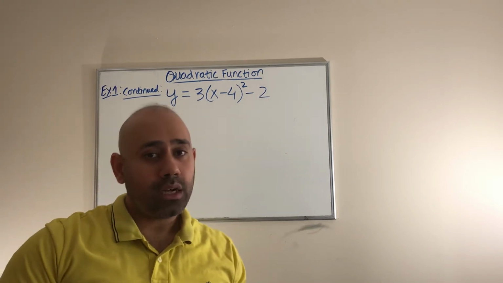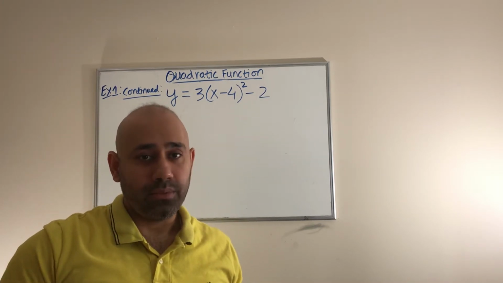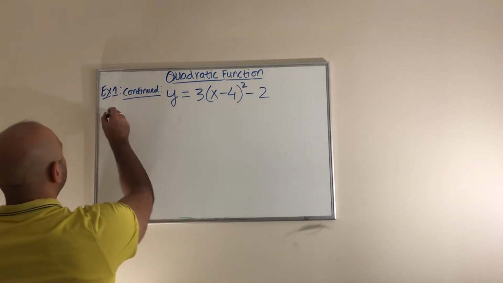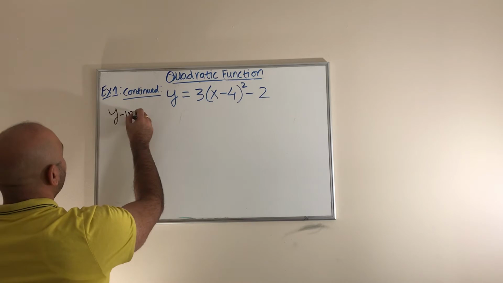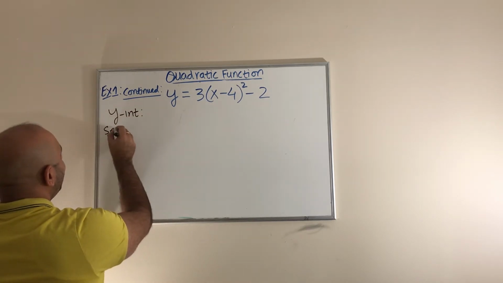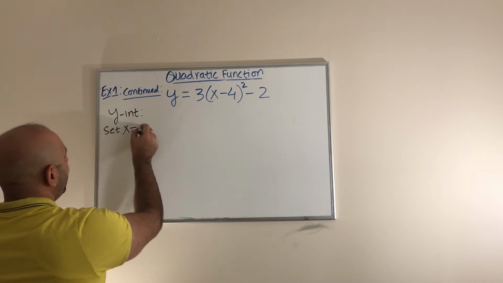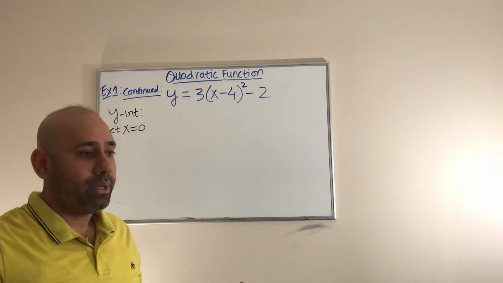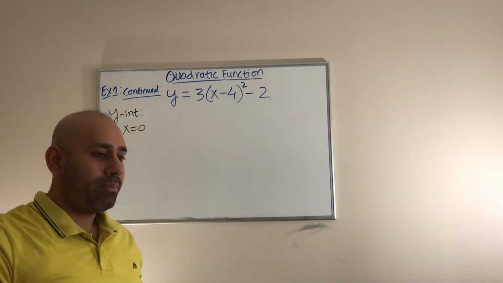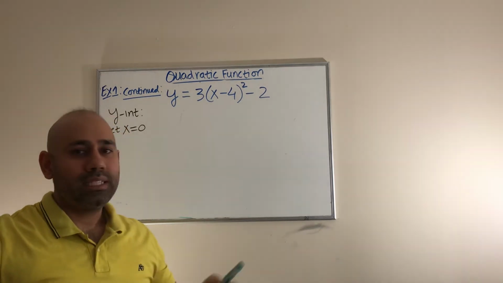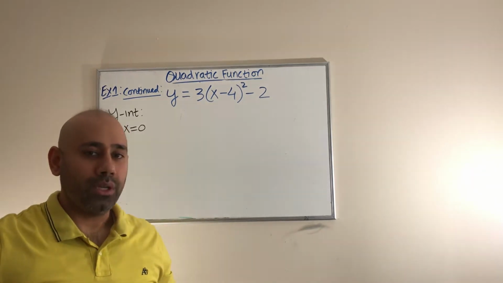Let us start with finding the y-intercept first. It's easy to find the y-intercept in this case. Guys, to find the y-intercept, the key idea is to set x equal to 0 and solve for y. That's how we find it, because the y-intercept is the point where the graph crosses or touches the y-axis. So on the y-axis, x values are going to be 0.